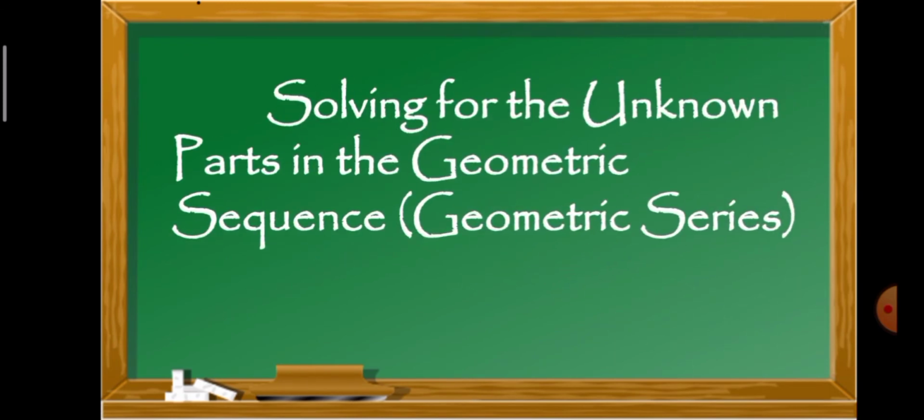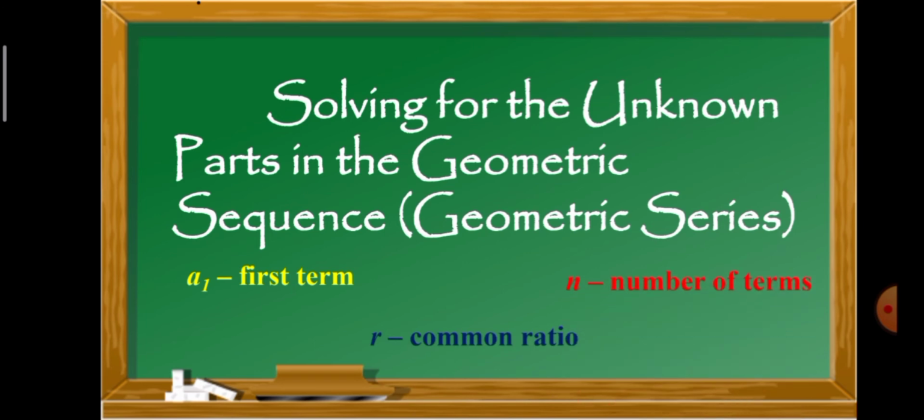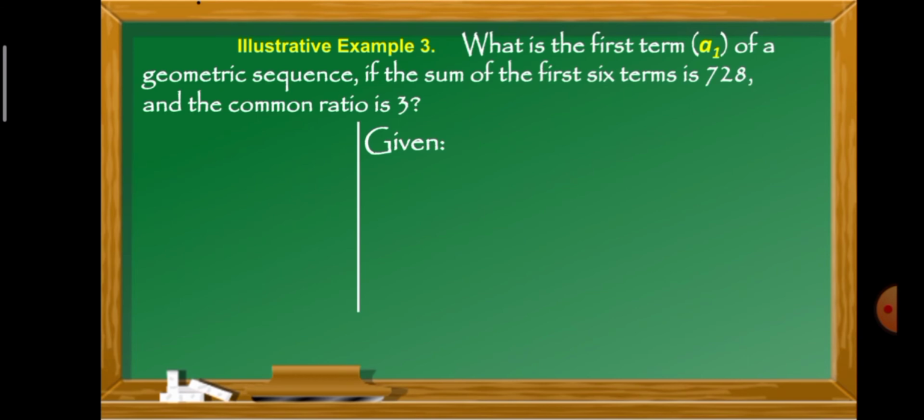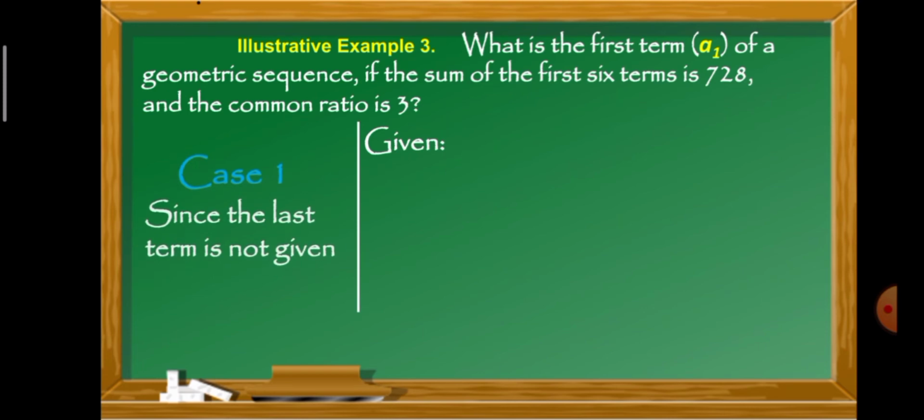Okay, sa mga next example naman. Solving for the unknown parts in the geometric sequence or the geometric series. Ano nga ba yung mga yon? So we have the a sub 1, the first term, r is the common ratio, and yung n, the number of terms. Okay? So example number 3. What is the first term or a sub 1 of a geometric sequence if the sum of the first 6 terms is 728 and the common ratio is 3?